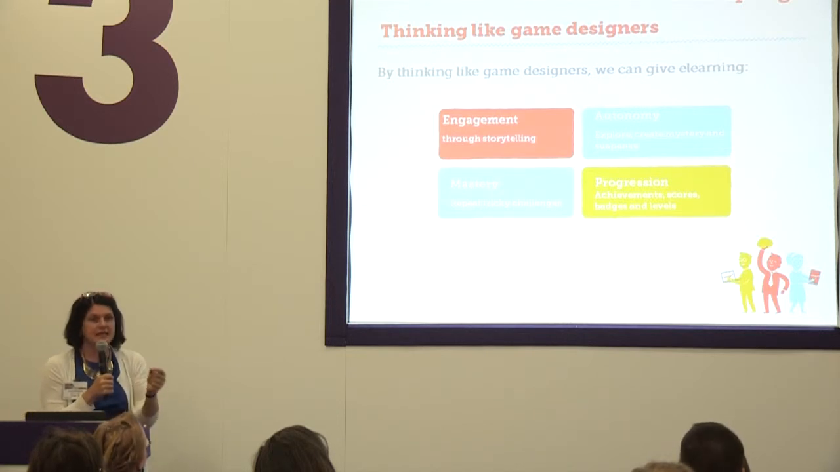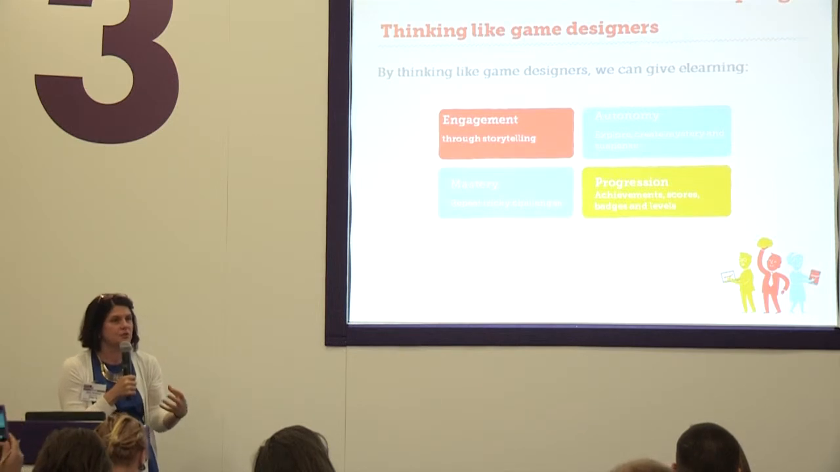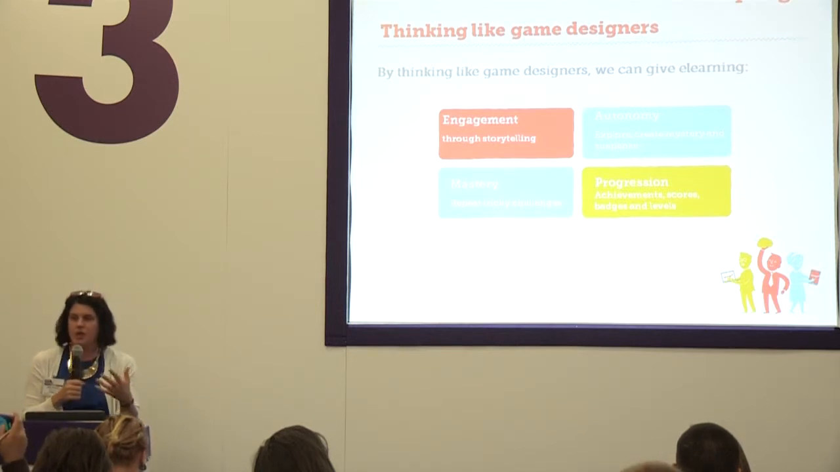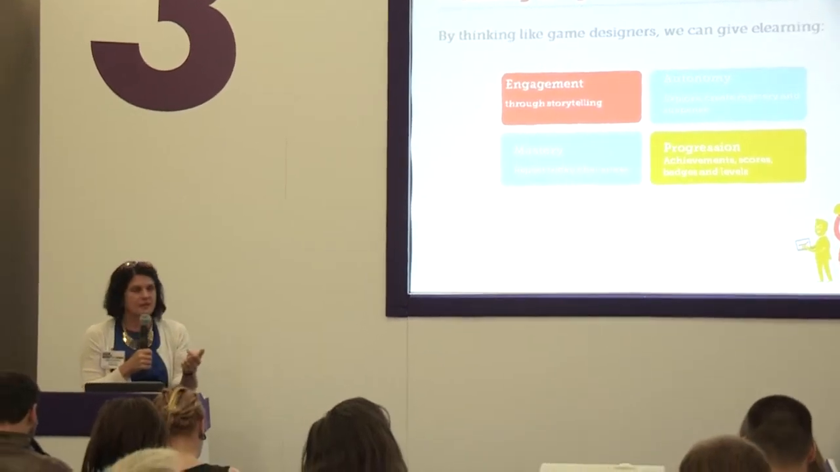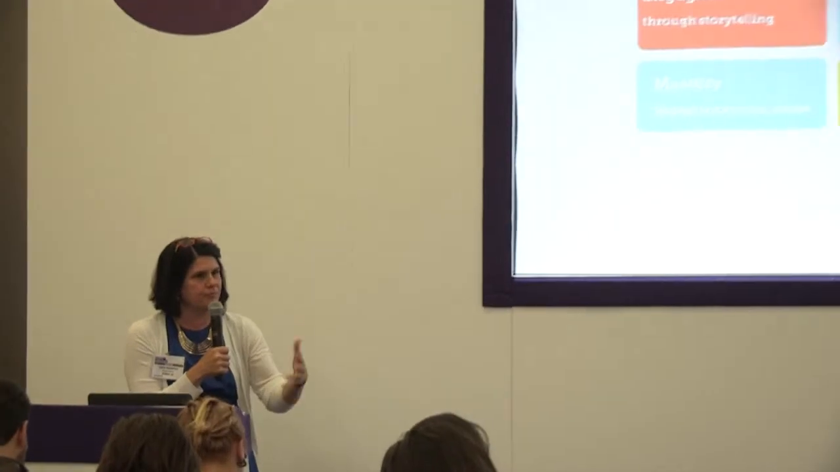I think the first thing is engagement through storytelling, getting people involved in the story, you personally involved in the story. Through autonomy, people like to explore things on their own. They like the sense of mystery and suspense. There's mastery, that's getting more proficient, practicing, repeating tricky challenges. And the fourth is progression. So you know how you're doing better, you get scores, badges, levels of achievement.